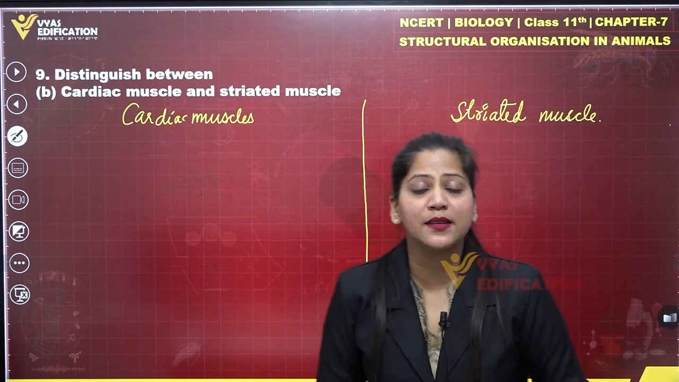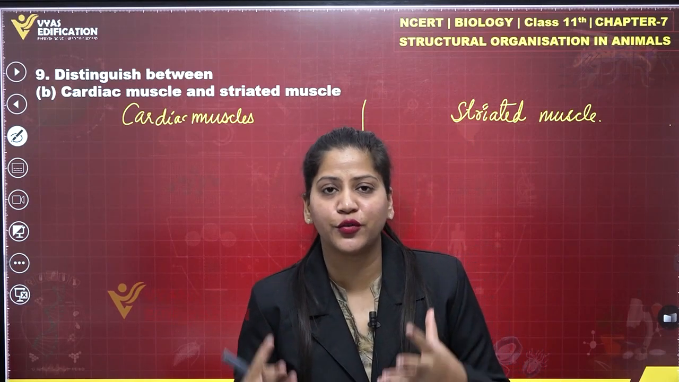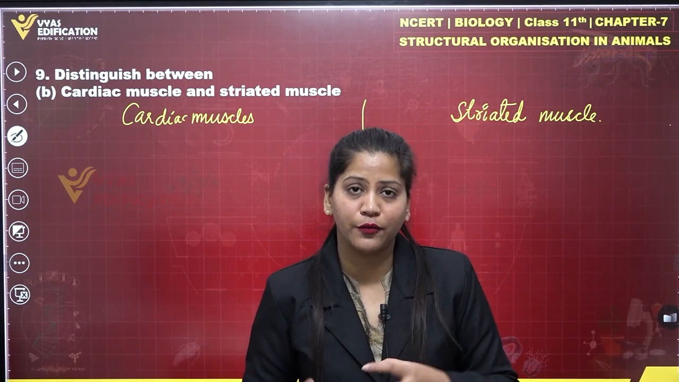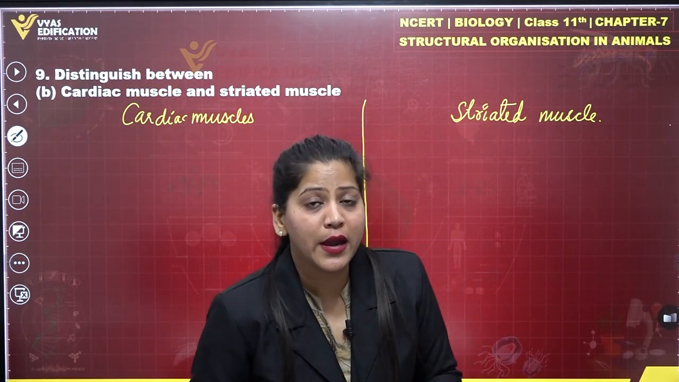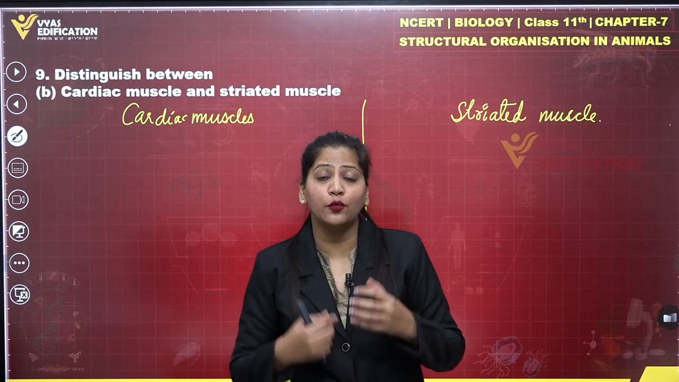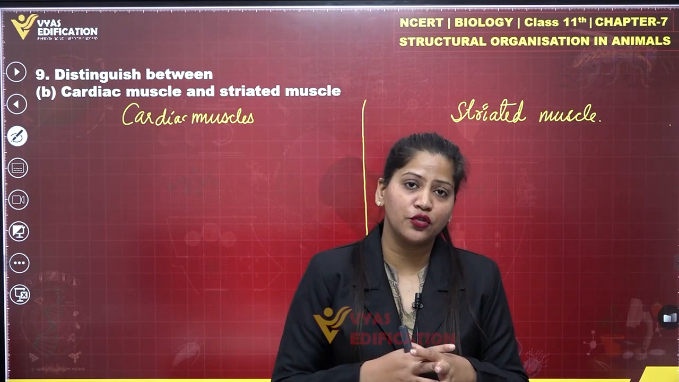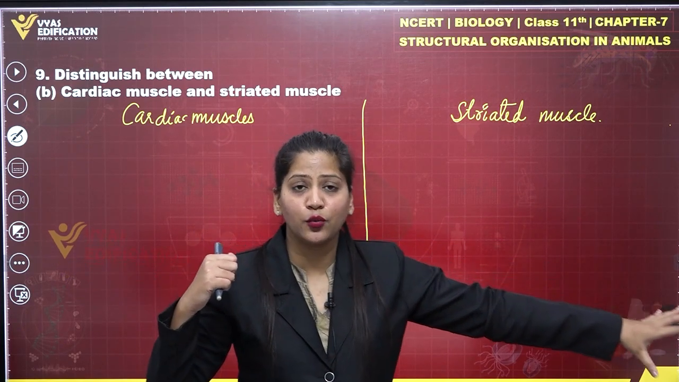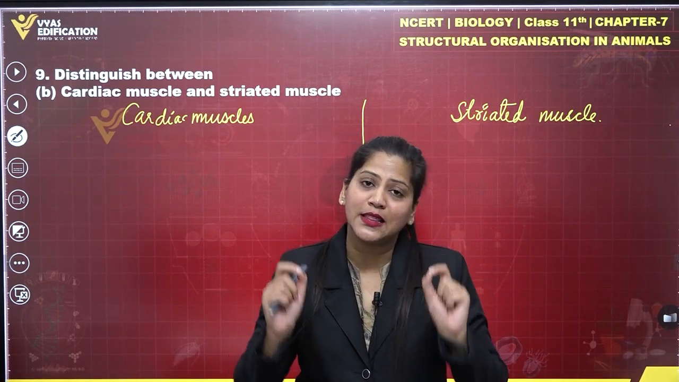Now, what are cardiac muscles and what are striated muscles? Cardiac muscles are a special kind of muscles which are involuntary in function. Involuntary in function means we cannot regulate the cardiac muscles. They are involuntary in nature. Whereas striated muscles are the muscles which are voluntary in function. We can regulate the contraction and relaxation of these muscles. Hence, they are voluntary in nature. And the cardiac muscles are involuntary in function. This is the first feature which distinguishes these two types of muscles.